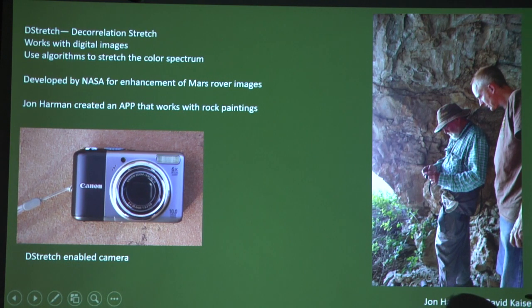And then some guy in California discovered that these cameras were available, bought them all up off eBay, put the DStretch on them, and started selling them for $100, and made John madder than hell, you know.